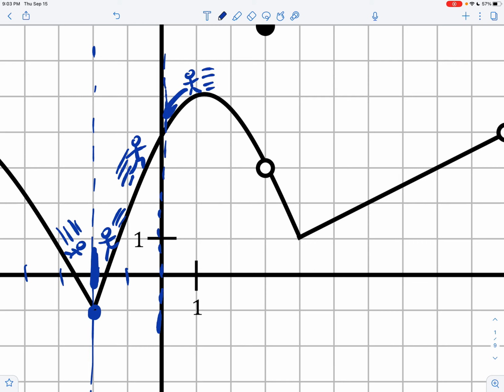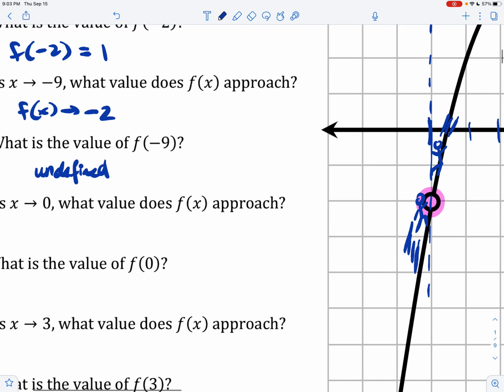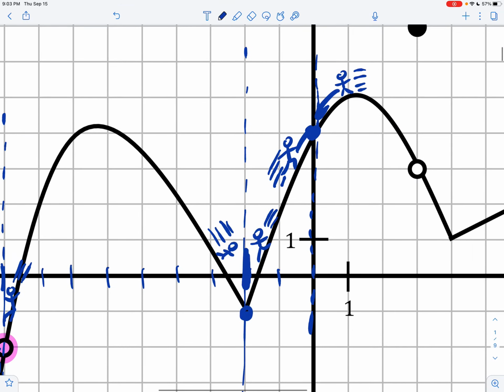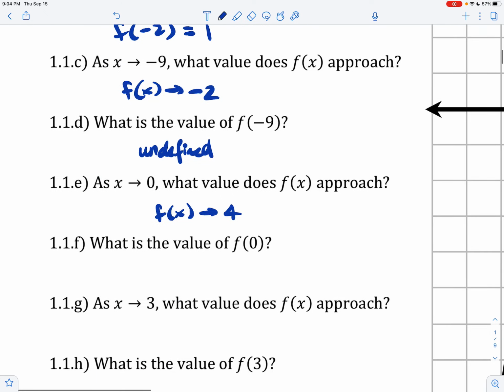It looks like they're meeting right here. They're approaching a y value of 4. Where are we at? f of x is approaching 4. And then f of 0, because it actually exists right there, there's no hollow point at this area. It's actually just straight up the curve. We can say f of x is also 4. Oops, that's f of 0 specifically.